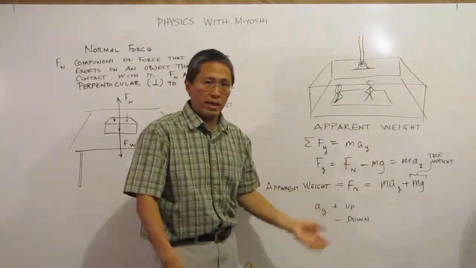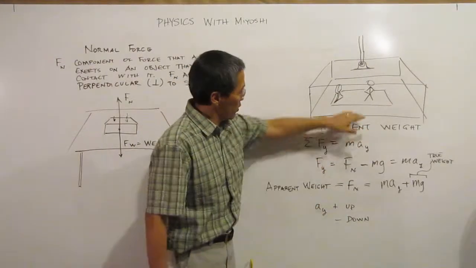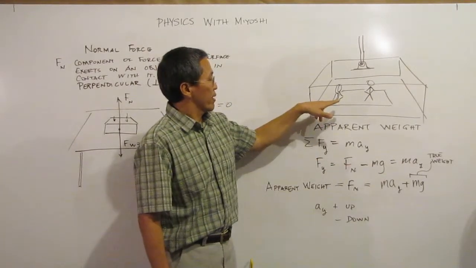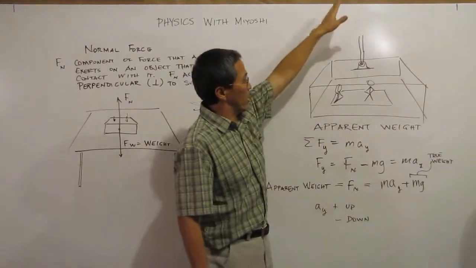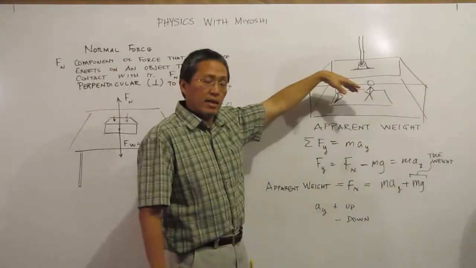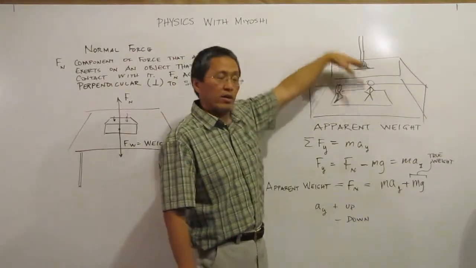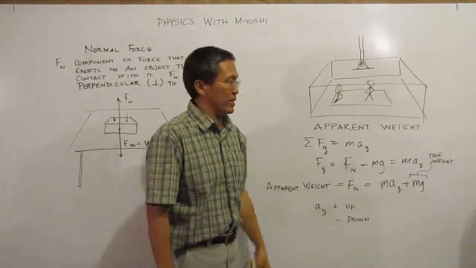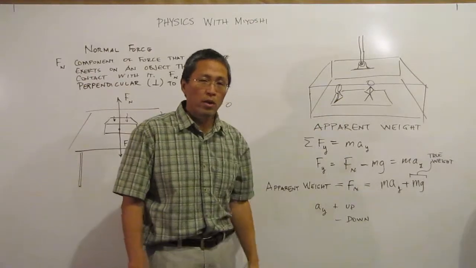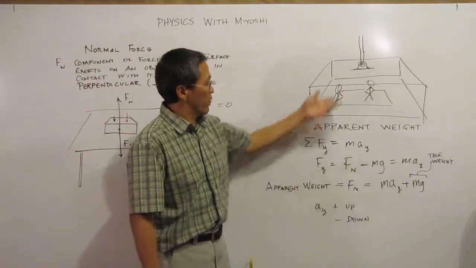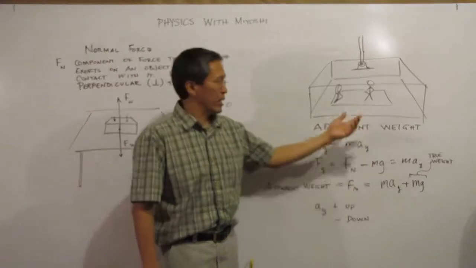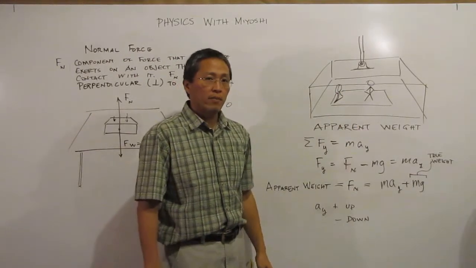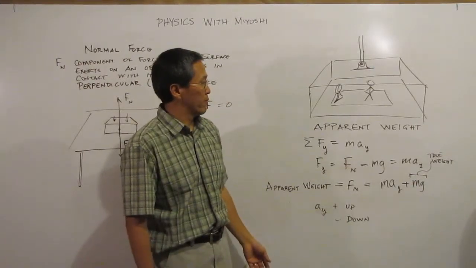If you actually put a scale underneath you, like we have here, in an elevator, and the elevator accelerated upwards, you'd feel heavier, and the apparent weight, the weight on the scale, would actually show that you are heavier. If you were accelerating downwards, then the apparent weight on the scale would show that you are lighter, that you feel lighter than you are.